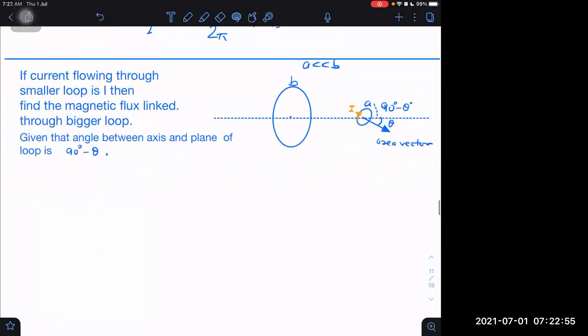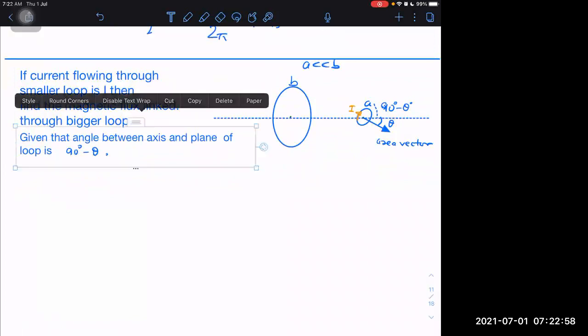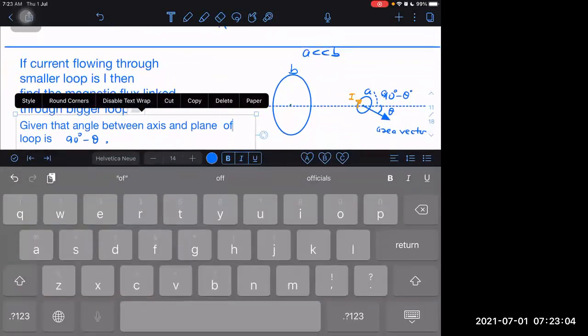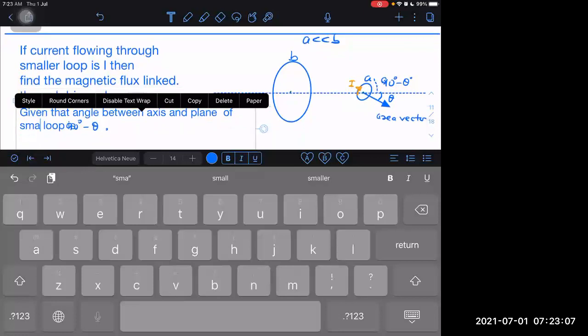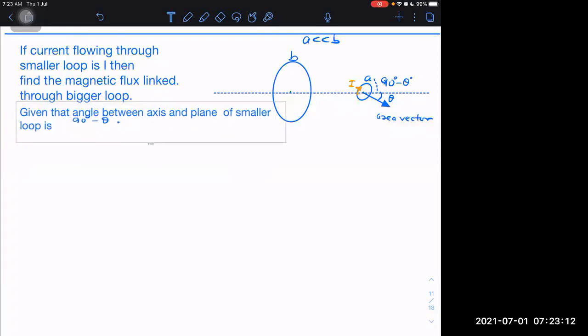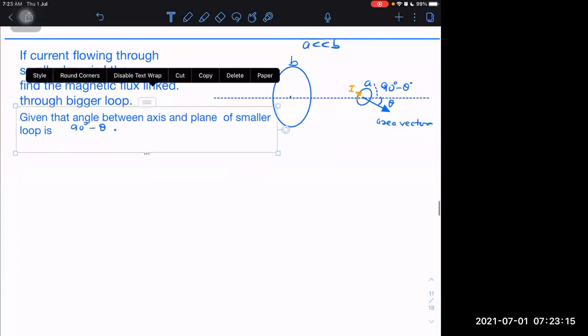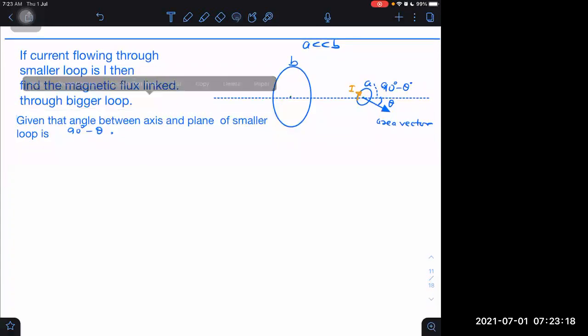How to do? What we will do? We will do the opposite. We will not see what they have given to us.